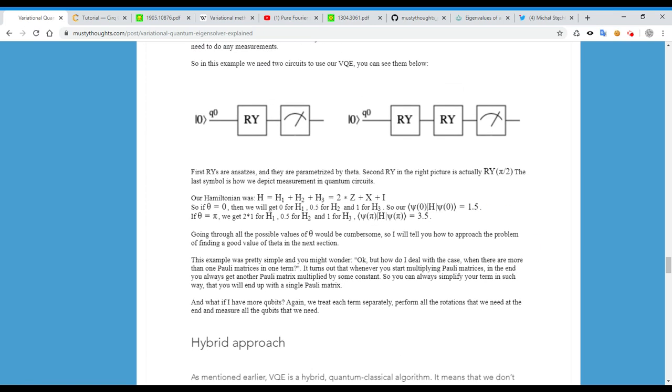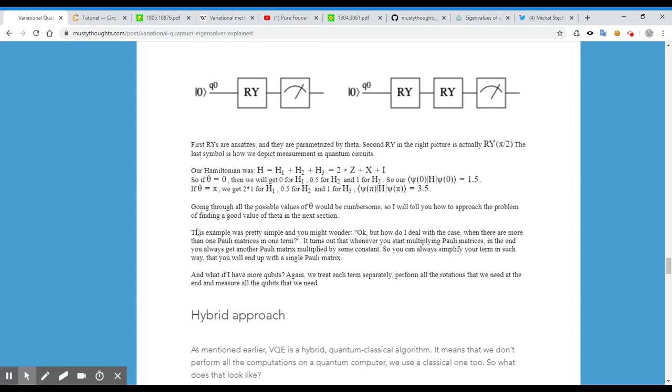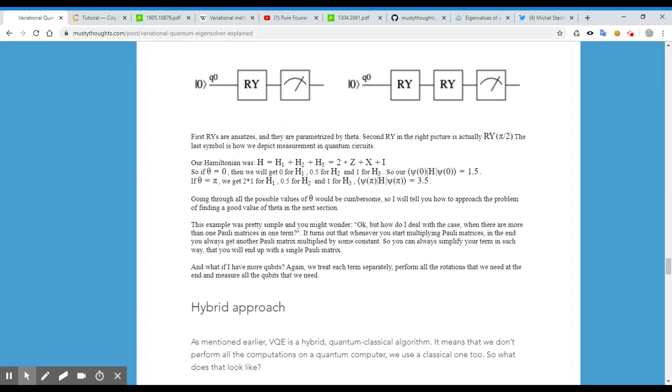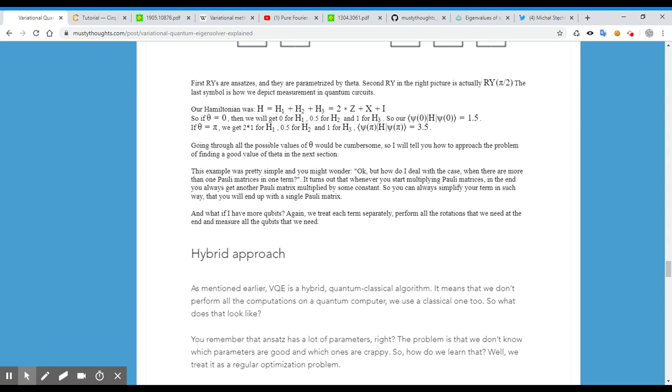The last symbol is how we depict measurement in quantum circuits. Our Hamiltonian was this. If theta is 0, then we will get 0 for H1, 0.5 for H2, and 1 for H3, so our expectation value will be 1.5. If theta is pi, we get... going through all the possible values of theta would be cumbersome. I will tell you how to approach the problem of finding a good value of theta in the next section. Okay, that's a nice smooth introduction to the next section, but I'll leave it here.